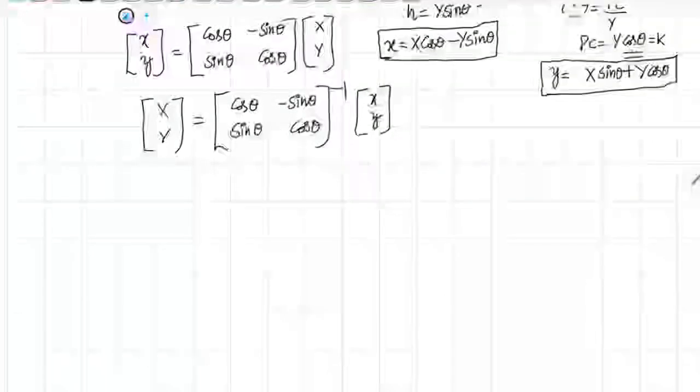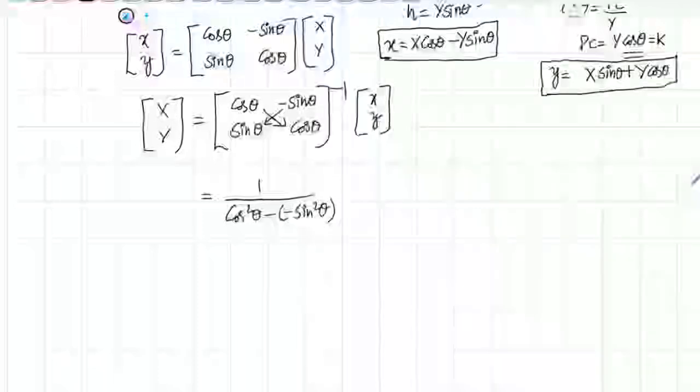Now it is a 2 by 2 matrix, and if you want to find the inverse of a 2 by 2 matrix, it is the adjoint of that matrix divided by the determinant of the matrix. First I'm writing the determinant: 1 divided by AD minus BC. So these two are AD and these two are BC. AD minus BC means cos square theta minus of minus sine square theta, and the adjoint is D, minus B, minus C and A.